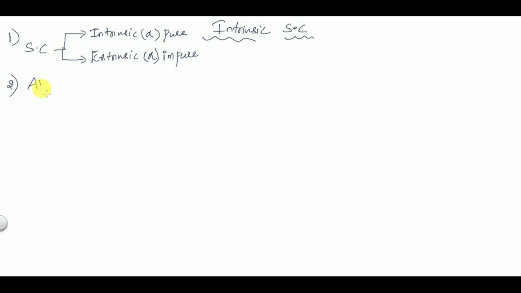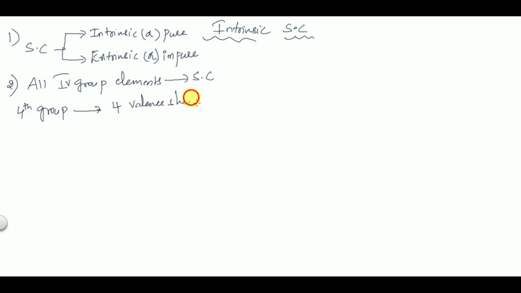Second, all fourth group elements are called semiconductors. Fourth group elements have 4 valence shell electrons. The popular fourth group elements are silicon and germanium.